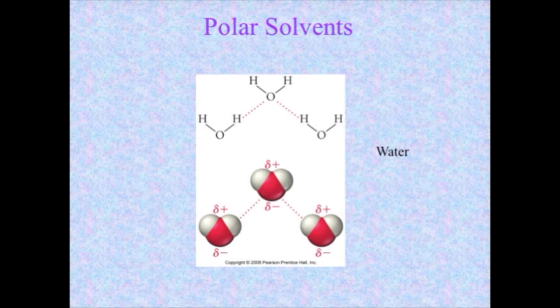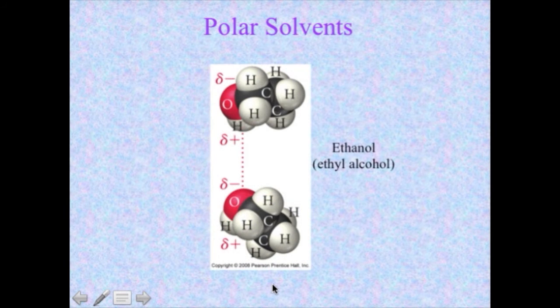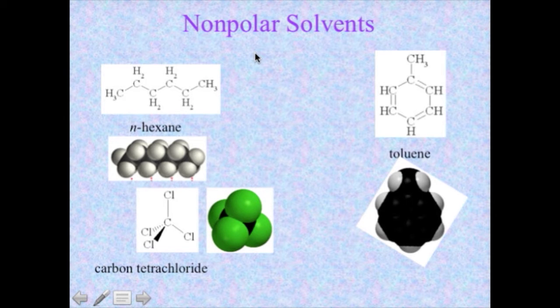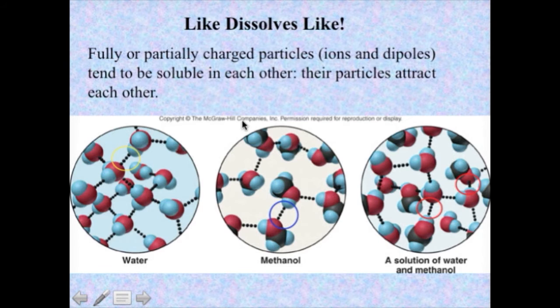As examples of polar solvents, water is a polar solvent, and ethanol is a polar solvent; it has that nice OH on it that can engage in hydrogen bonding. Nonpolar solvents, examples: hexane, carbon tetrachloride, toluene. None of these compounds have polar bonds that are arranged asymmetrically around the central atom. So like dissolves like: fully or partially charged particles, ions and dipoles, tend to be soluble in each other because their particles attract each other.